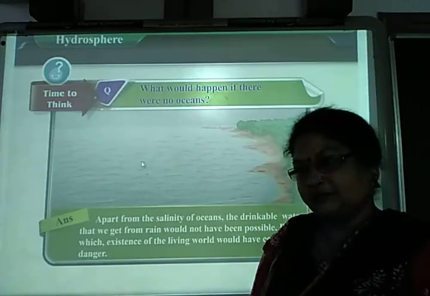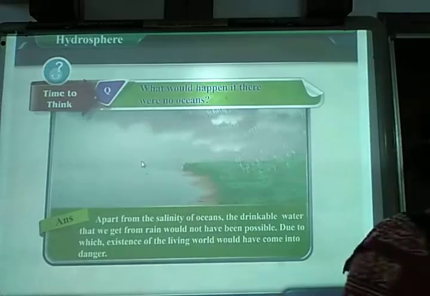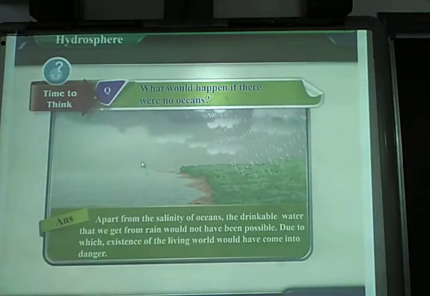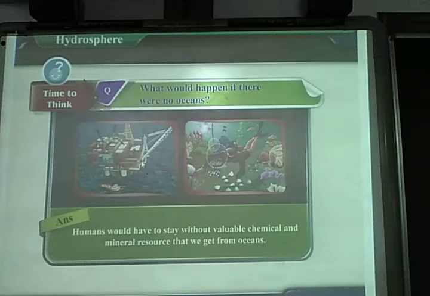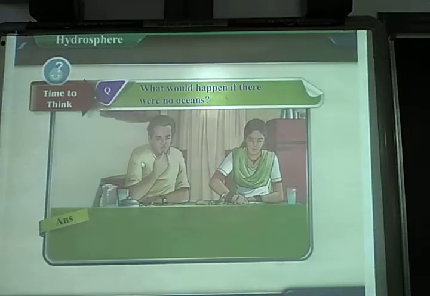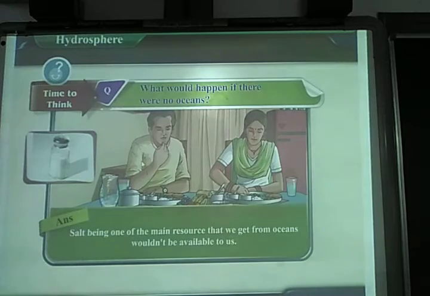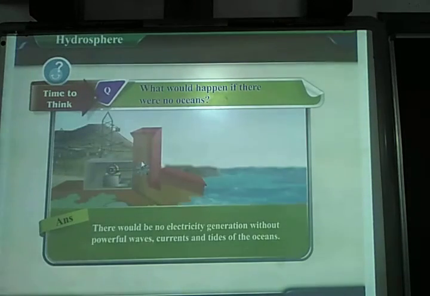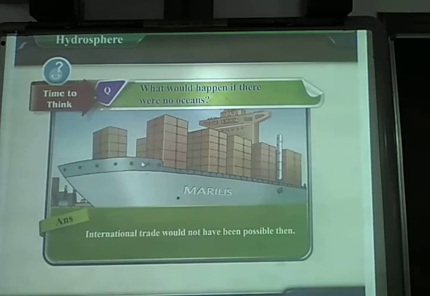The drinkable water that we get from rain would not have been possible, due to which existence of the living world would have come into danger. Humans would have to stay without valuable chemical and mineral resources that we get from oceans. Salt, being one of the main resources that we get from oceans, wouldn't be available to us. There would be no electricity generation without powerful waves, currents, and tides of the oceans. International trade would not have been possible then.